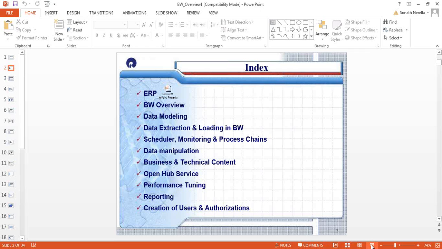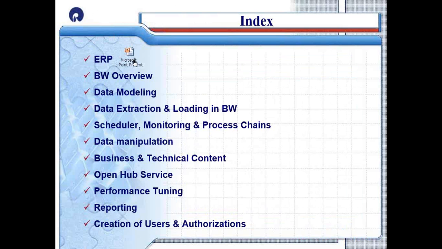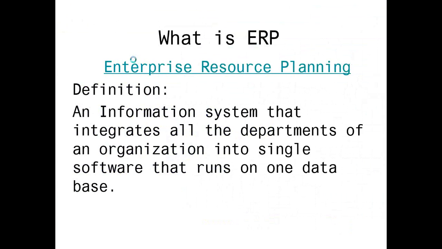So first we will discuss what is meant by ERP. ERP is what we call enterprise resource planning. That means an information system that integrates all the departments of an organization into a single software that runs on one database. That is what we call ERP.